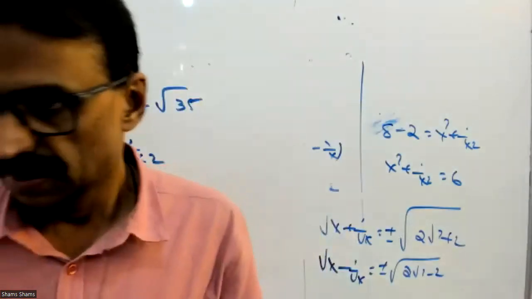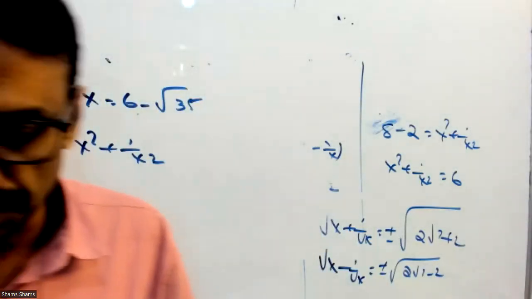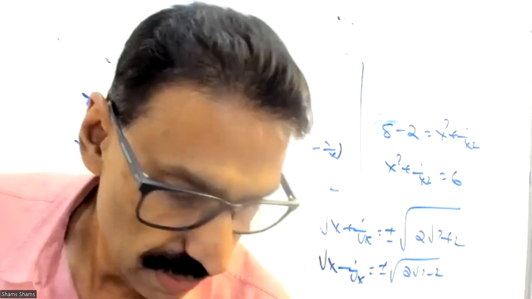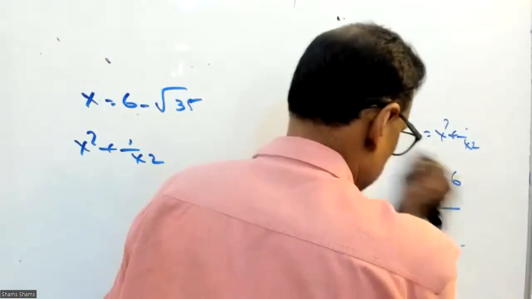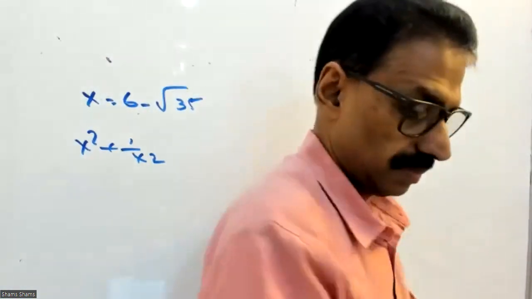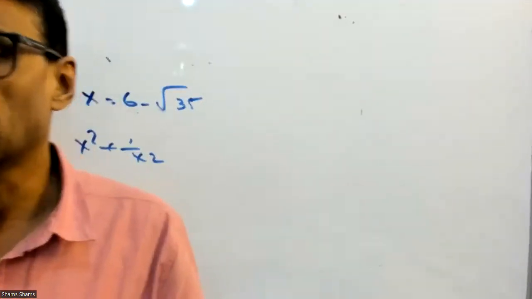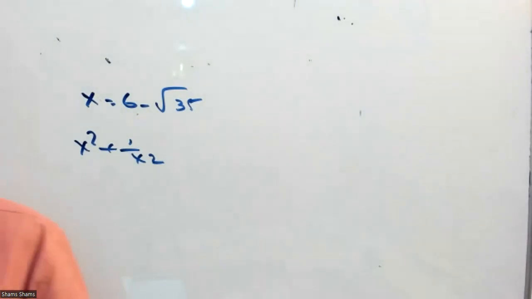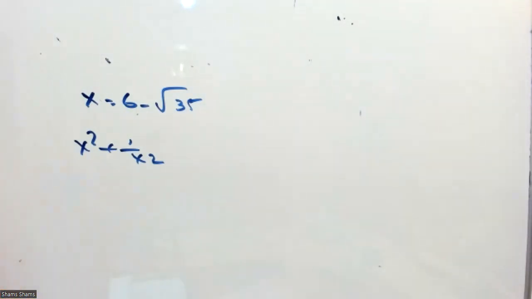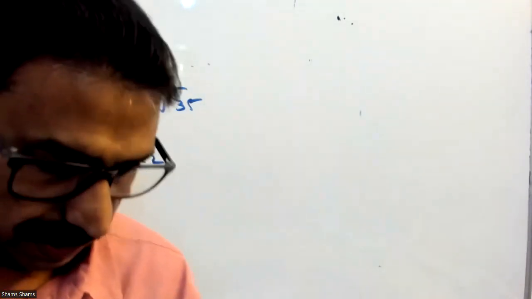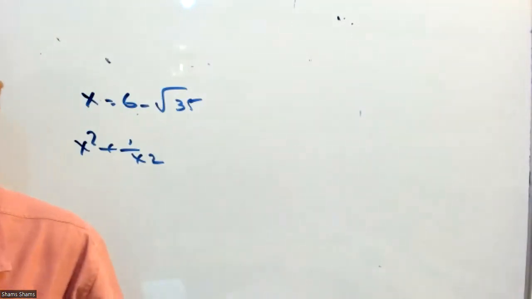Finished? Okay. Who all finished? Type the answer. Only one question now. What answer did you get? 142. 142. You? Yeah. Who all got 142? Okay. Still working? Okay.